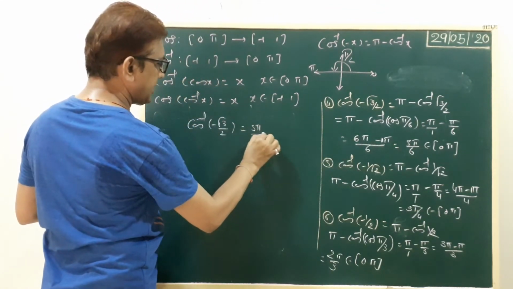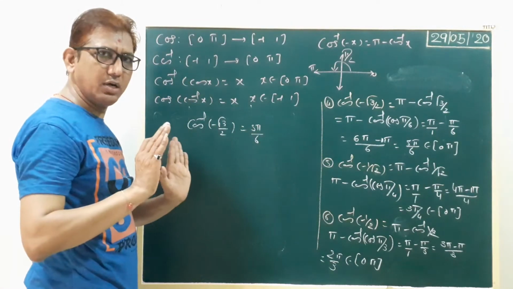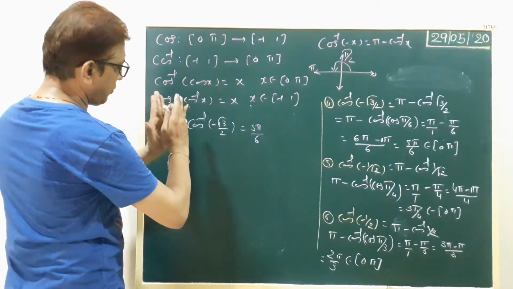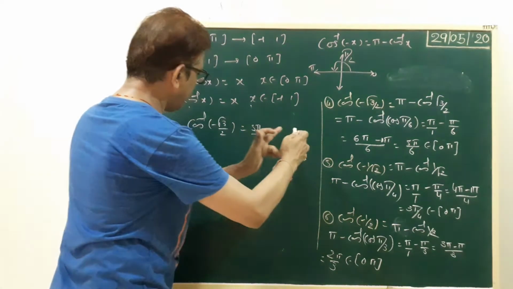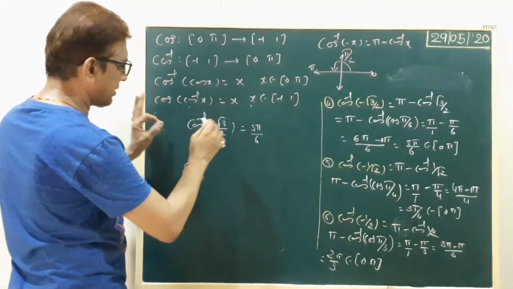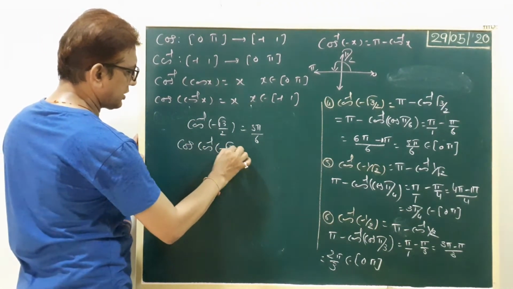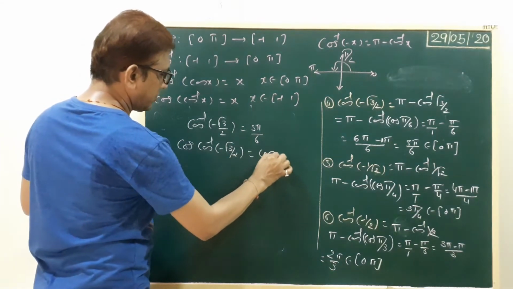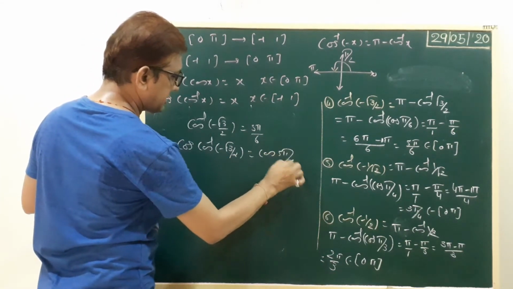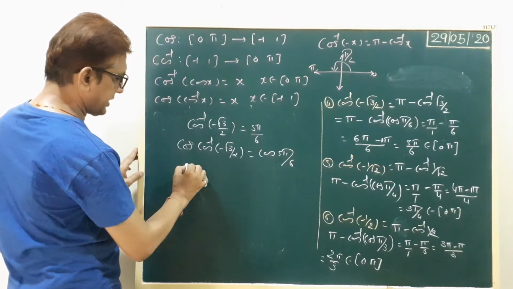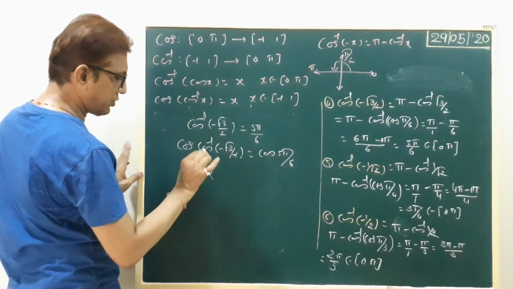The answer is 5 pi by 6, right? Is our answer right or wrong? You can also verify. Now cos inverse. Now multiply both sides by the cos function. Cos of cos inverse of minus root 3 by 2 equals cos of 5 pi by 6. Cos and cos inverse cancel. The answer is minus root 3 by 2.